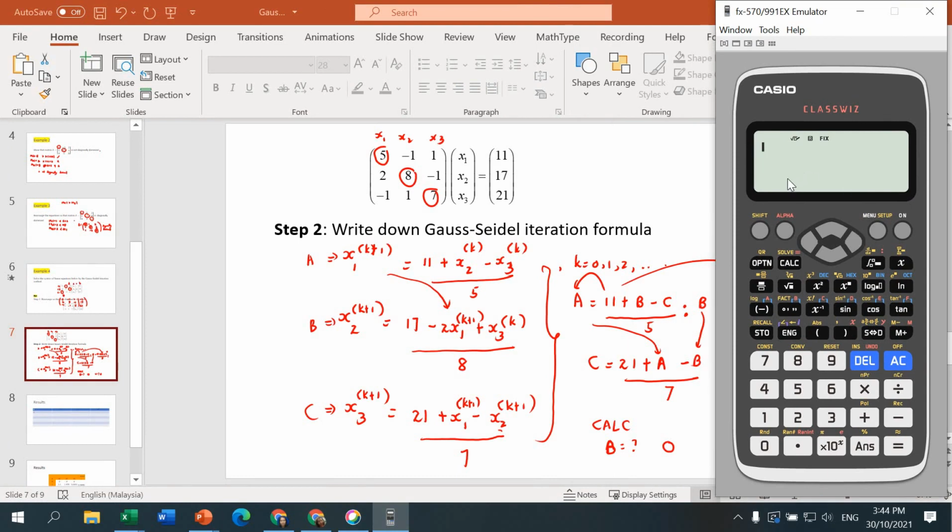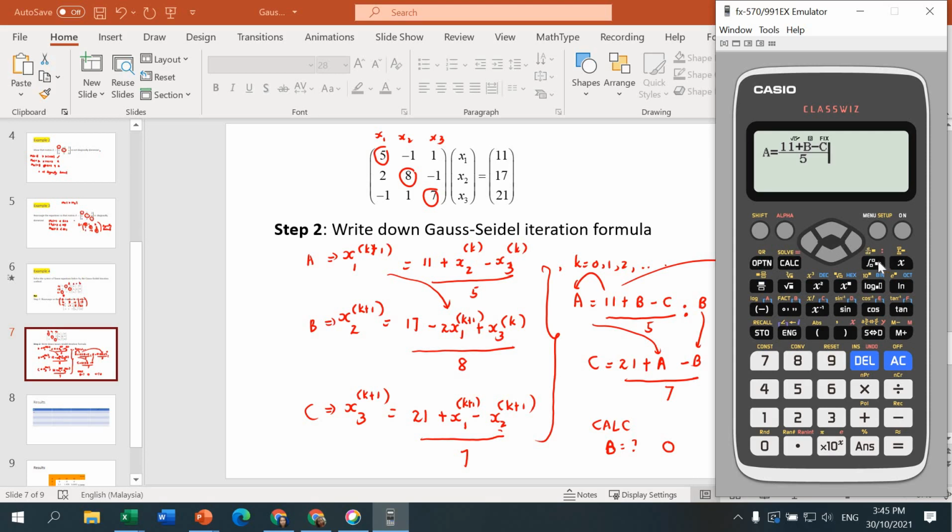So in the calculation mode, which is mode number 1, I input alpha A. The equal is a red color equal. Alpha equal. Put this in fraction form: 11 plus B minus C, divided by 5. Okay, then colon.